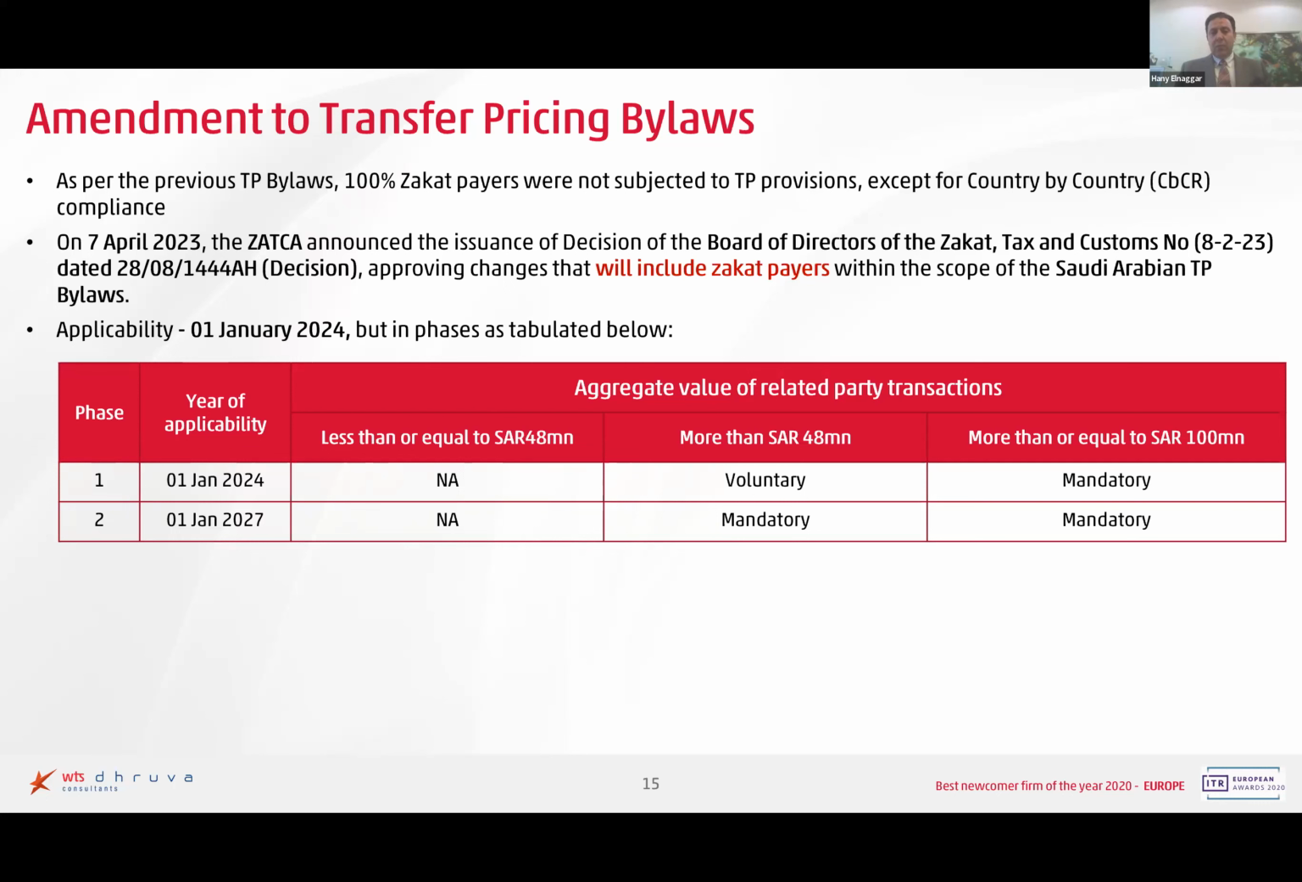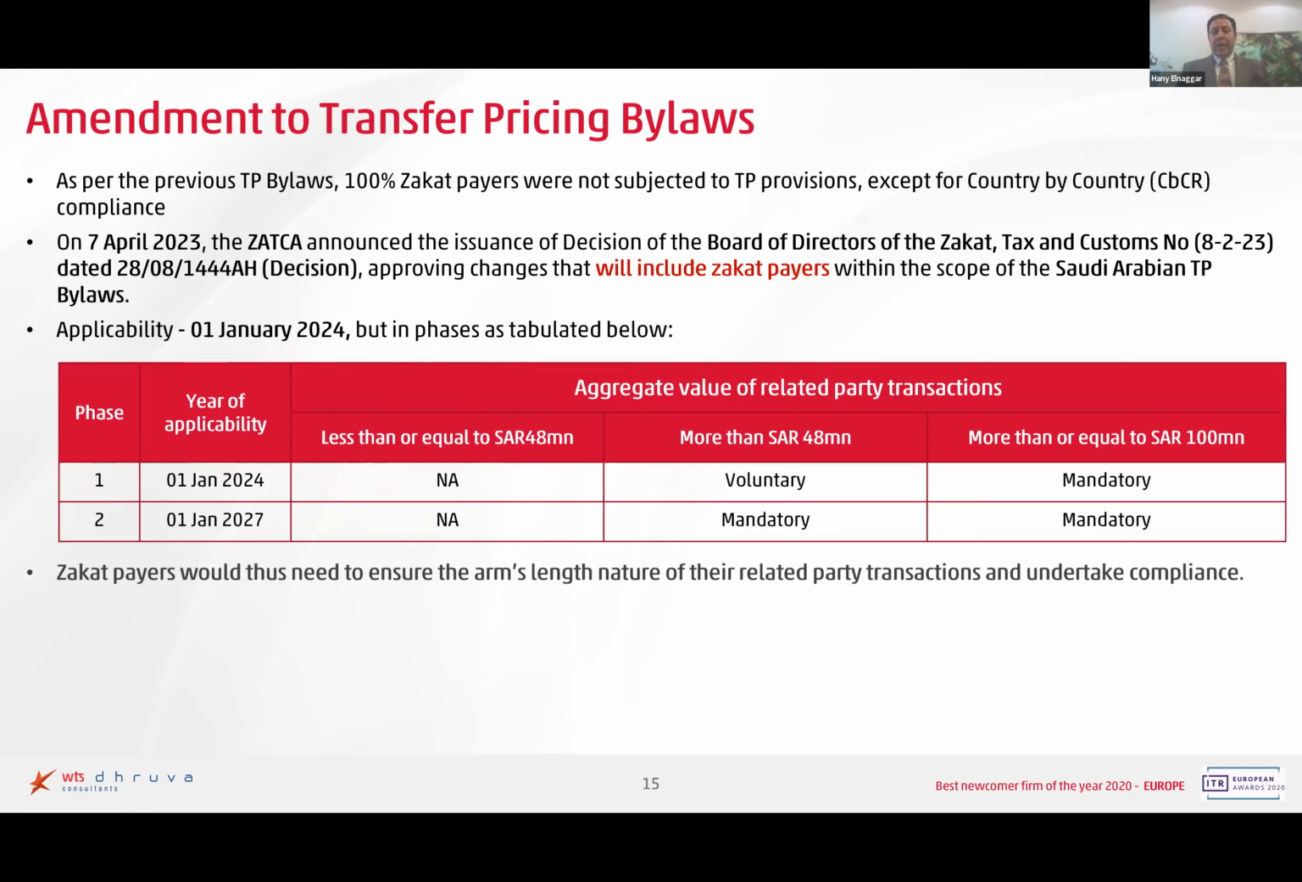Okay, the second phase will start from 1st of January 2027. Same as before, it will not be applicable for less than or equal to 48 million. However, we can see that for more than 48 million SAR, it will move from voluntary to mandatory. And above 100 million, of course, logically, it will come under the mandatory umbrella, because from 48 million it will be mandatory. Above 100 million will be mandatory as well.